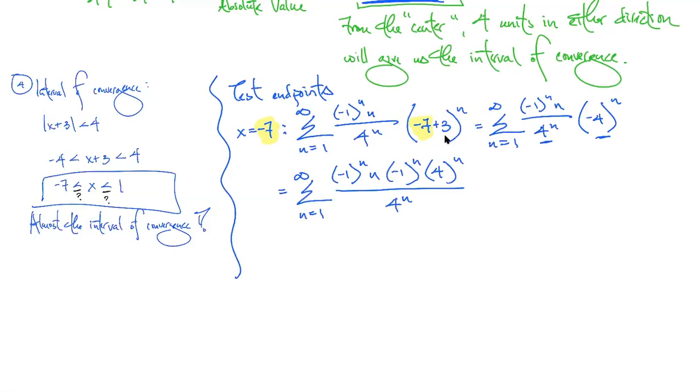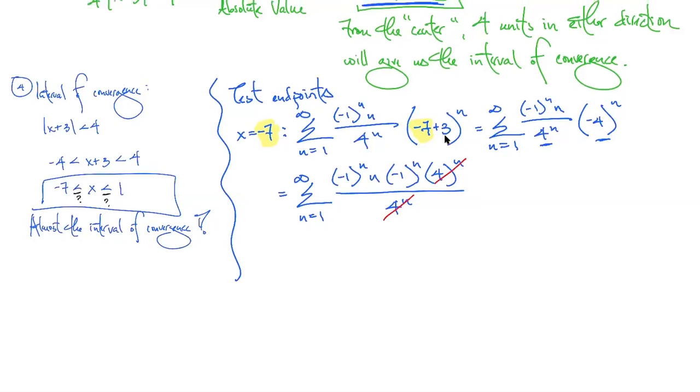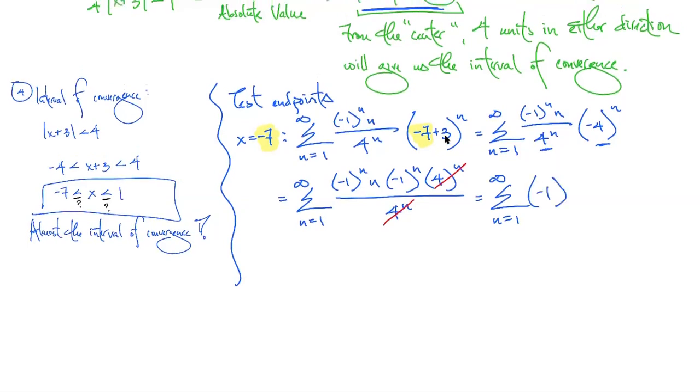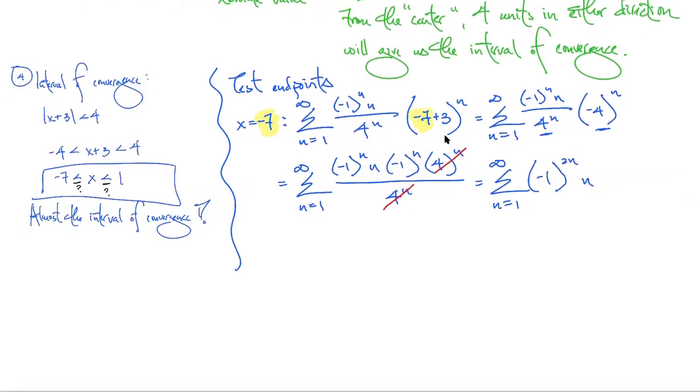Now, because I split my -4 into -1 and 4, that allows me to reduce here. And it allows me to combine some like terms. And we get -1 to the 2n times n, and then everything else has canceled itself out. Okay.